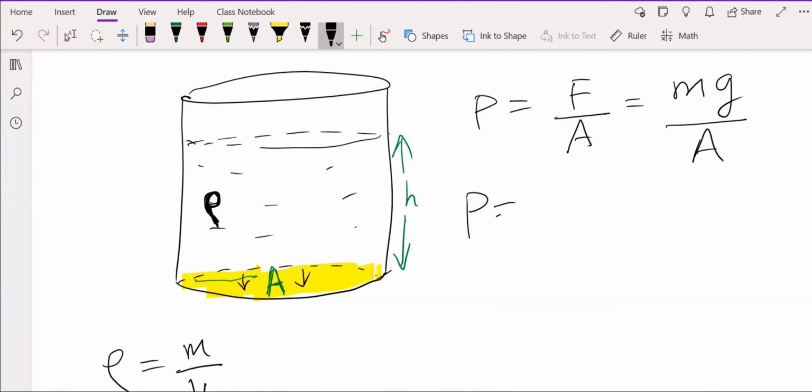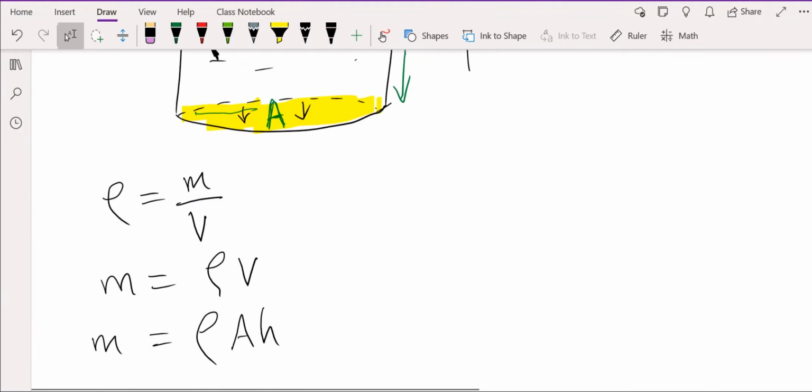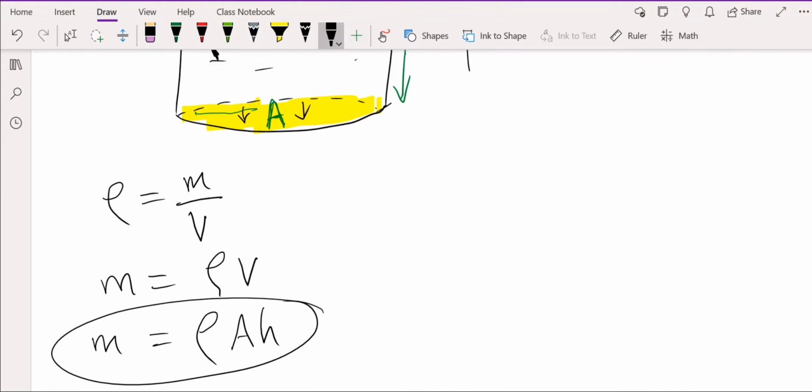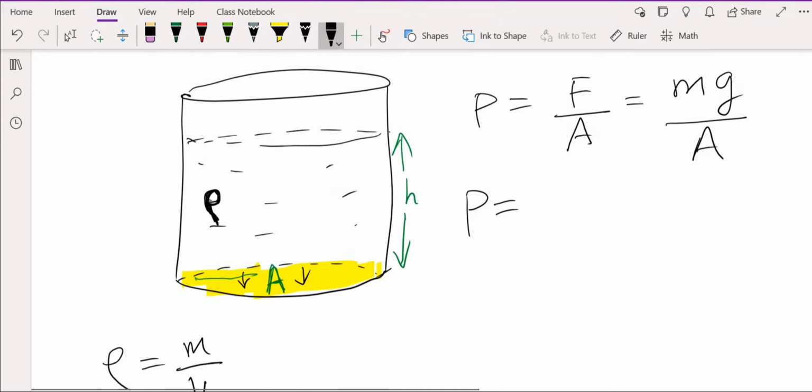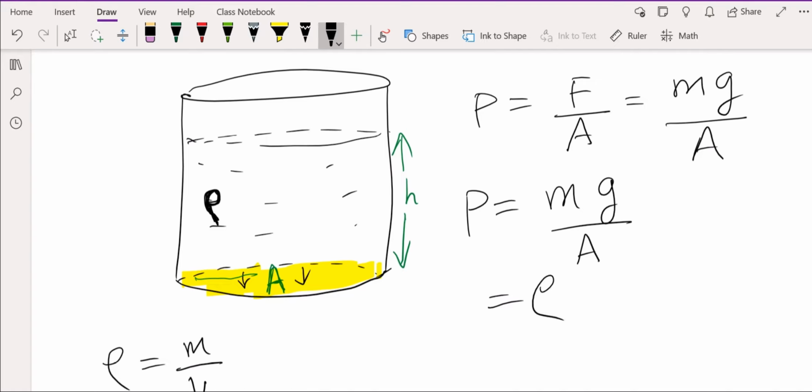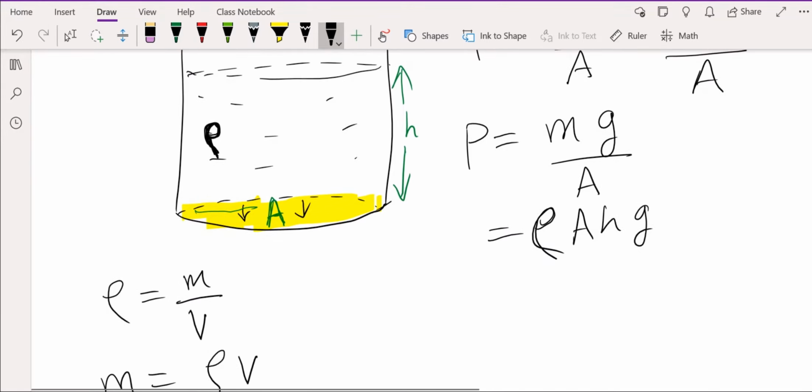So pressure is equal to, so what is mass? I'm going to transfer this mass over there. Pressure is equal to mass times gravity over area. So mass is rho times area times h, and then you have the g there. So I brought the mass here. Can you see the mass? This is the mass over area. What can I do now?